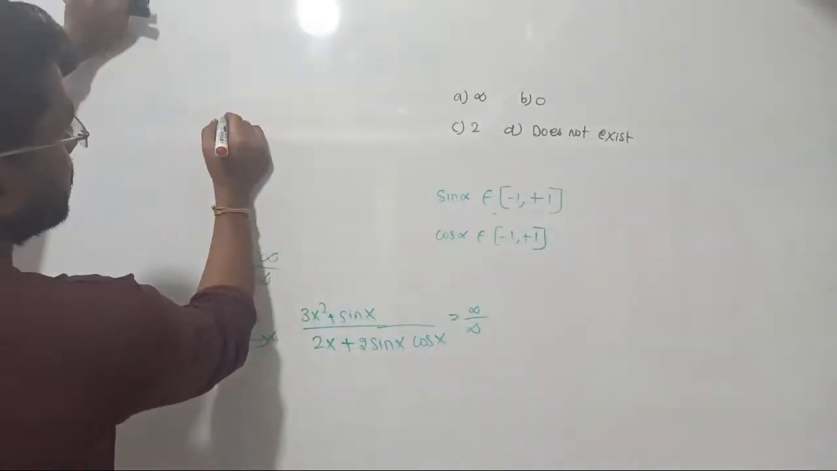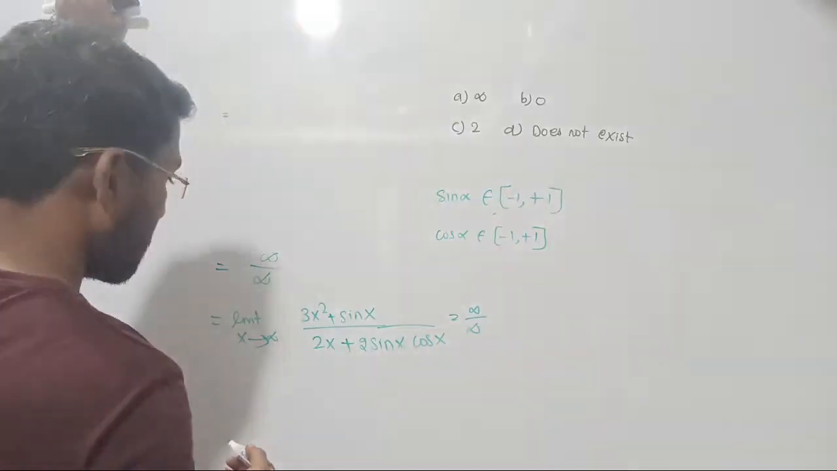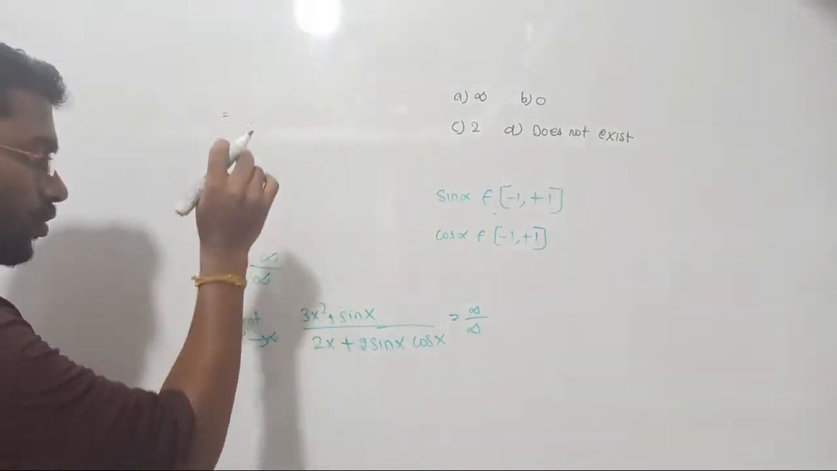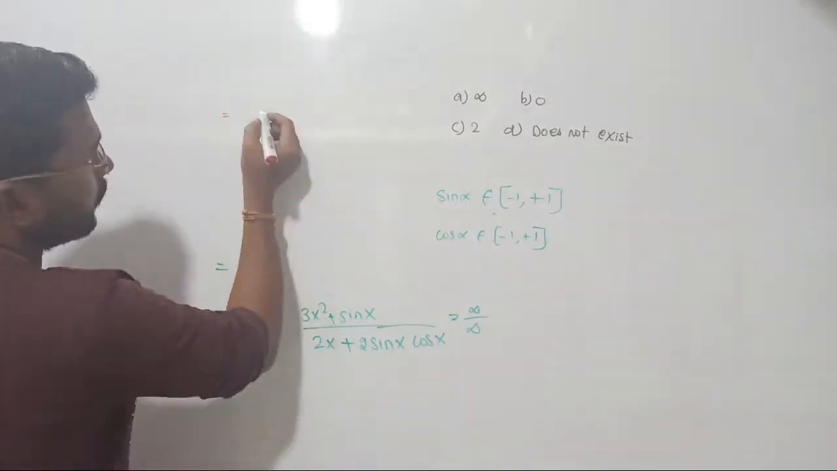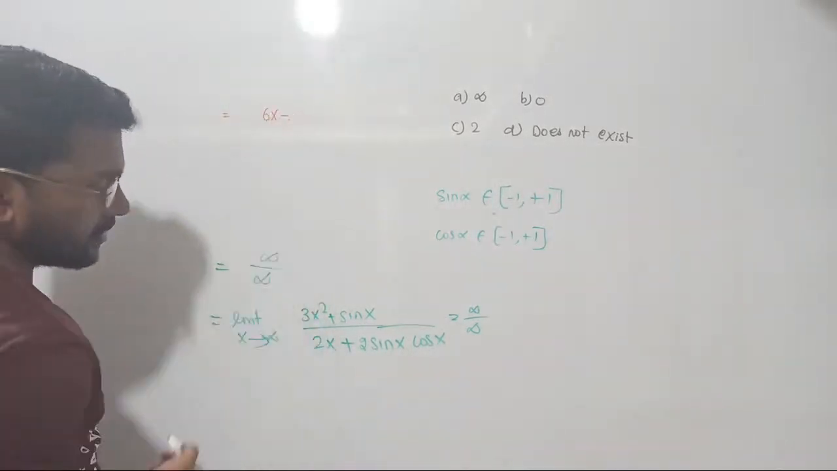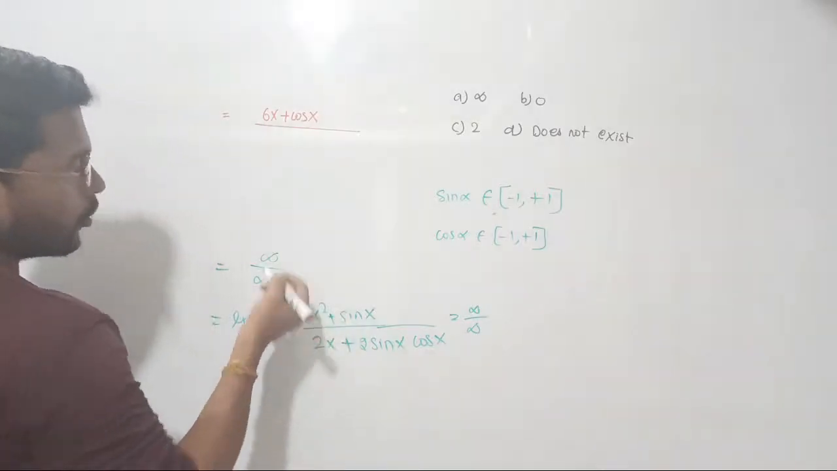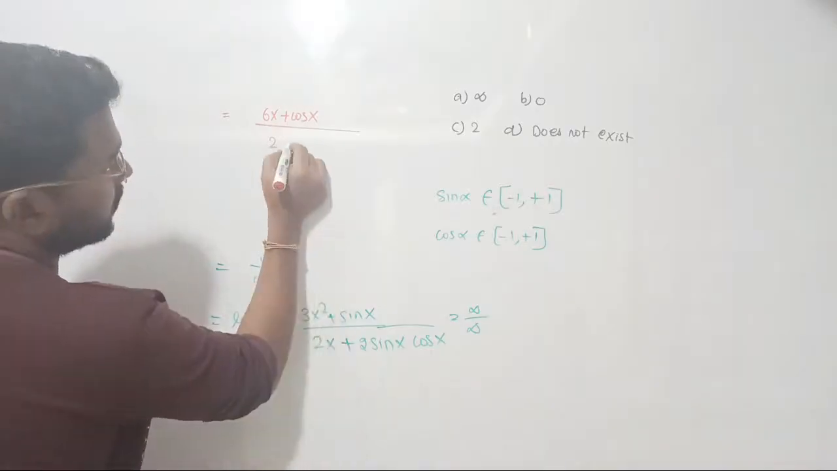Fine. Let's continue our journey with this. Still we are facing the same problem, right? Indeterminate form. So what do I have to do? Let's continue. Differentiate 3x square, again it is going to be 6x. Sin x differentiated will give you cos x, upon 2x differentiated, which is 2. Again, sin x differentiated gives cos x.